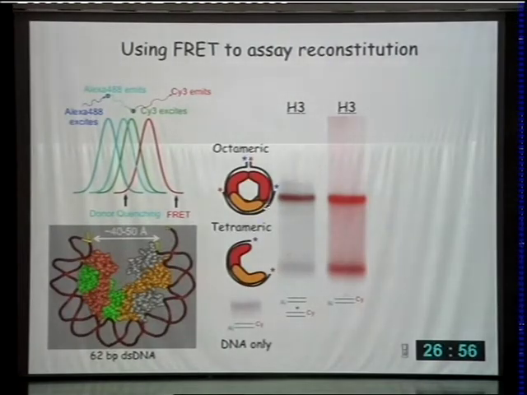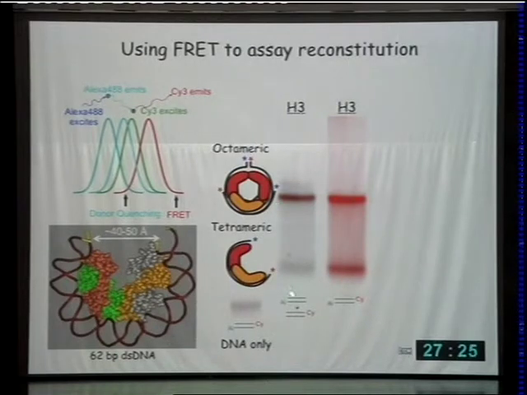Okay, so here's what we see. Here are the bands I showed you before for H3. We do this either with a mixture of two equal amounts of two fluorophores on separate DNA molecules, or on the same DNA molecule. What we see for the H3 tetramer is no FRET at all, because there's only one fluorophore on the end of each molecule. However, when we have it on both ends, we see a nice FRET signal.